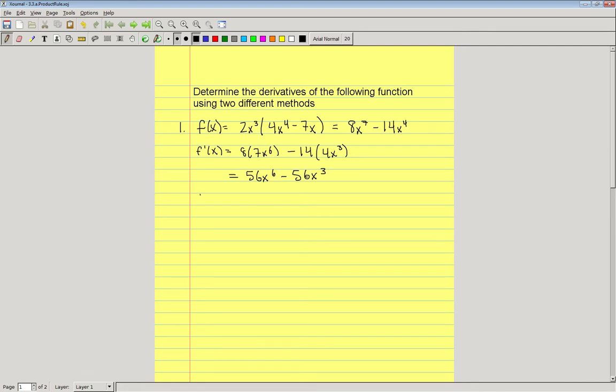Next up, what we want to do is use the product rule to differentiate our function, simplify it, and then show that the results match. So we take the derivative of the first function times the second function left alone plus the derivative of the second function times the first function left alone.